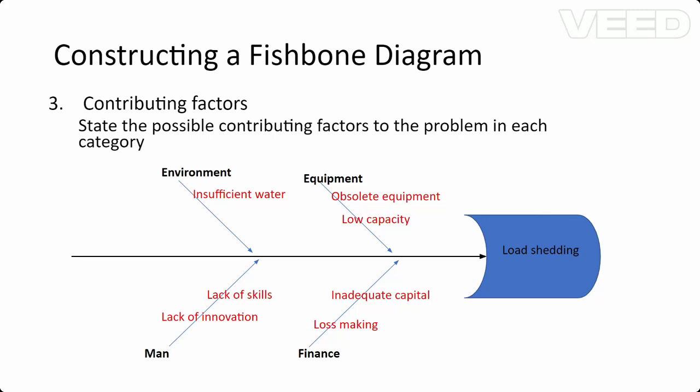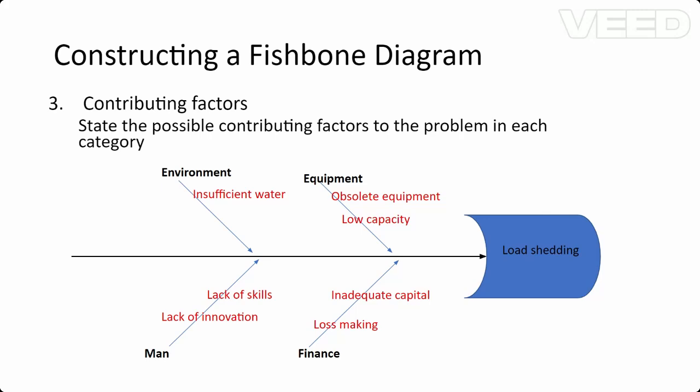Why is it loss making? Or why are employees not innovative enough to sort out some basic problems? Or why are employees not having the right skills? So this is how you create your fishbone diagram. Please note that once you have these analyzed findings, after you have established your root cause, then that's where now you need to come up with solutions which are linked to the problem you're solving.